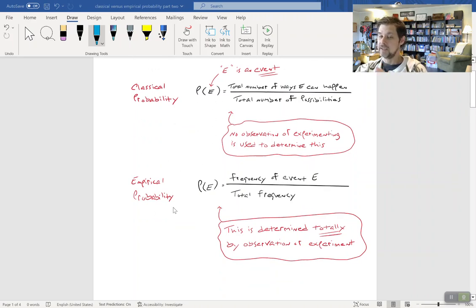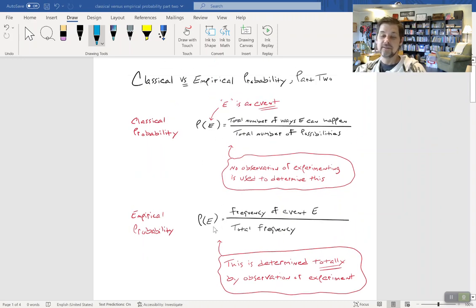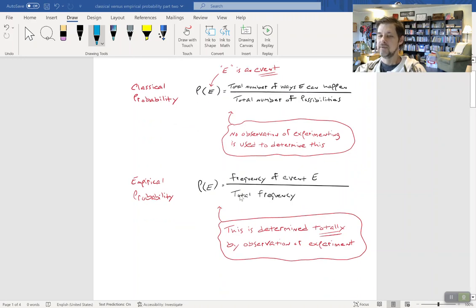Empirical probability, on the other hand, I guess these formulas aren't really different. They're just phrased a little bit different. But we calculate the probability of event E as the frequency of that event E as it was observed. How often did the event happen? That's what I mean by the frequency of the event divided by the total frequency. Again, the frequency of everything that happened. But both of those are totally 100% determined by observation or experiment, okay?